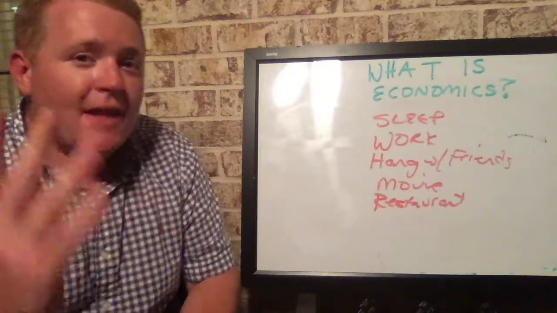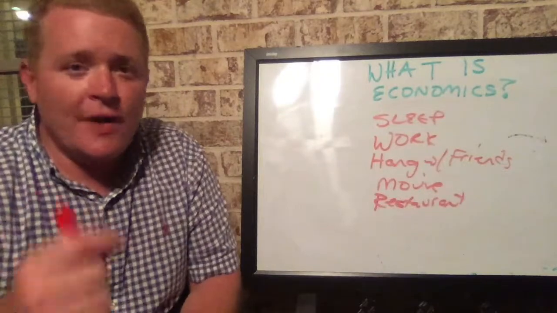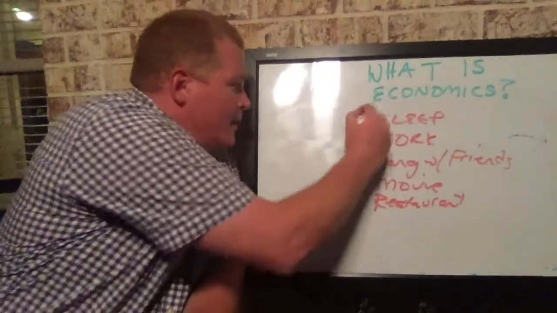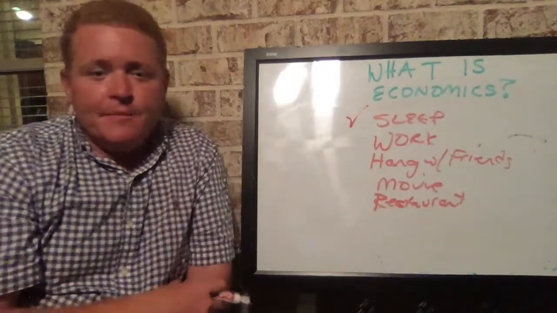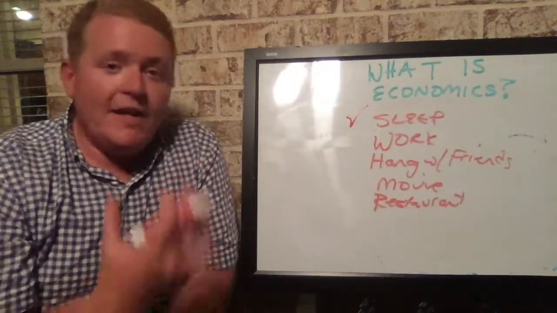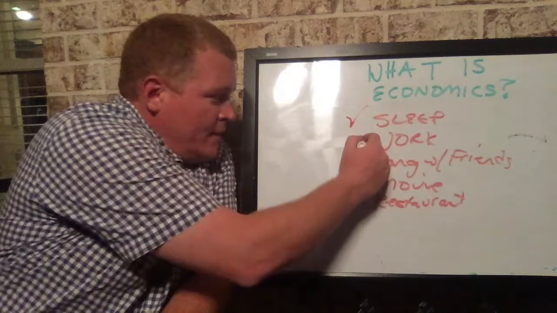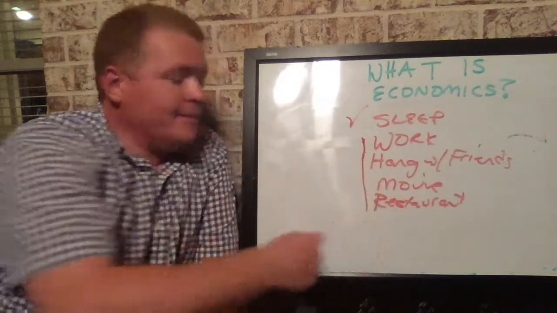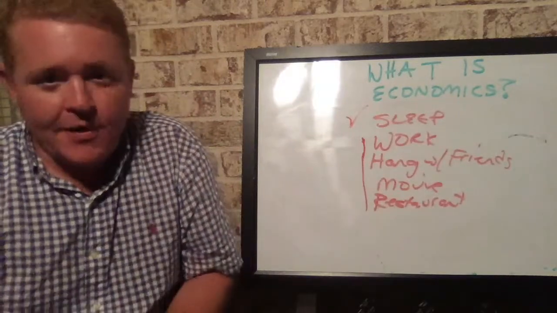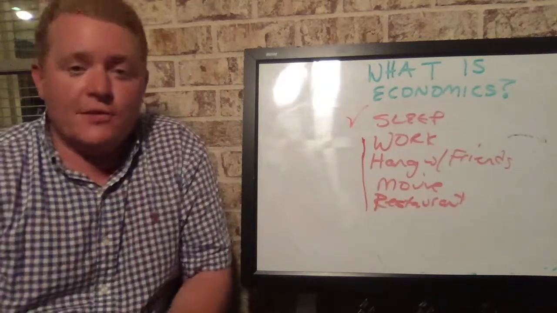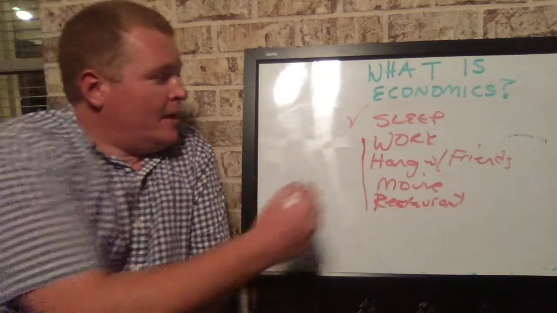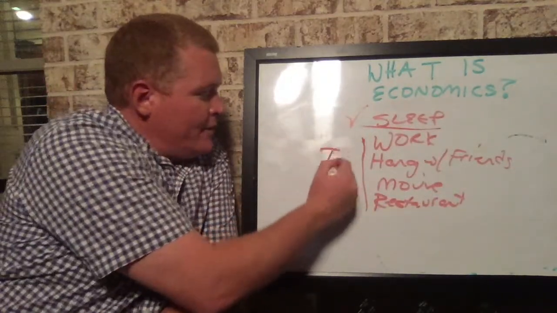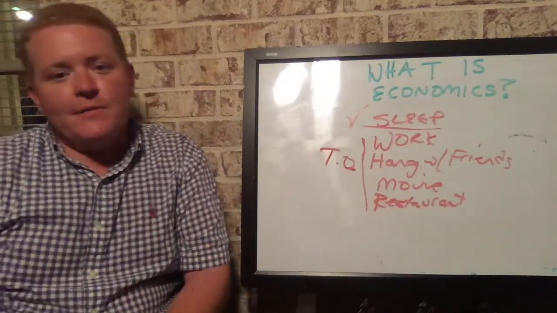So let's say that on Saturday night you decide to get crazy, get wild, and you decide to sleep. You go to sleep Saturday night. What that means is that you have given up work, you've given up hanging out with your friends, you've given up going to a movie, you've given up checking out that new restaurant. You gave all that up. That's a cost, right? Because you made that decision, you gave all this up, we refer to those as trade-offs.